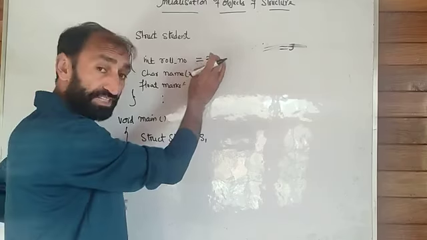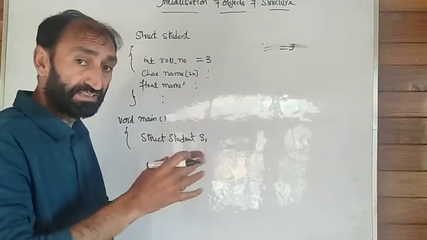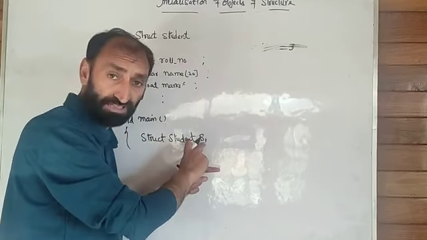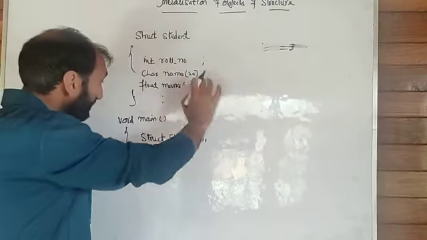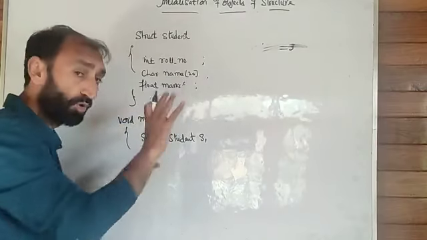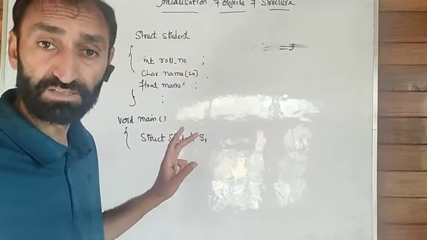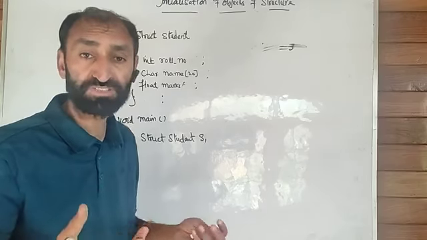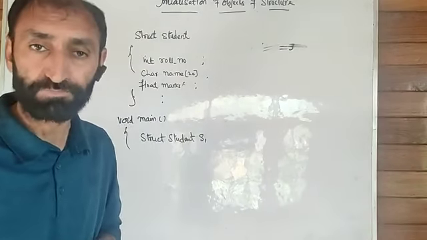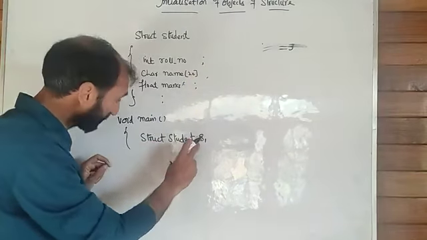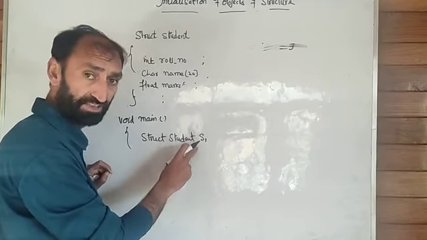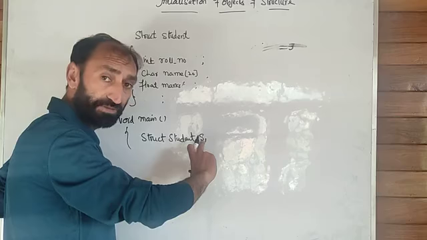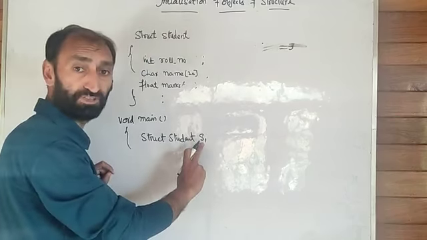We initialize them through their objects, because we know that a structure is only a template. Whenever we declare the structure, no memory is allocated by the memory manager. Whenever the objects of the structure are declared or created, the memory is allocated. When the structure object s1 is created, the memory is allocated.